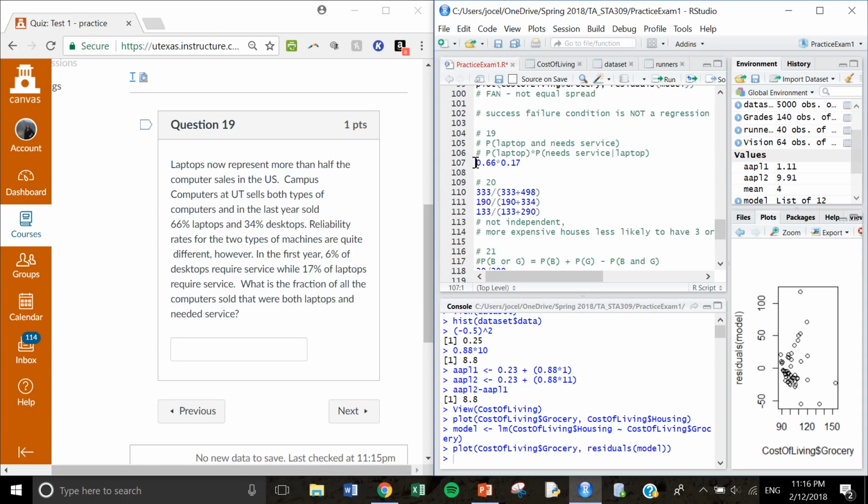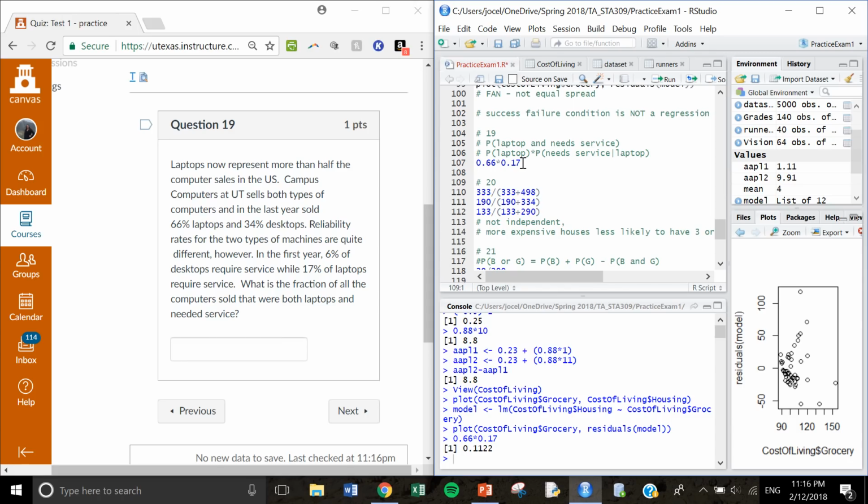So I want 66%, which is 66% of computers sold were laptops. 17% of laptops sold need service. I just multiply those together, and I get 0.112. So 11% of all computers sold were both laptops and needed service.